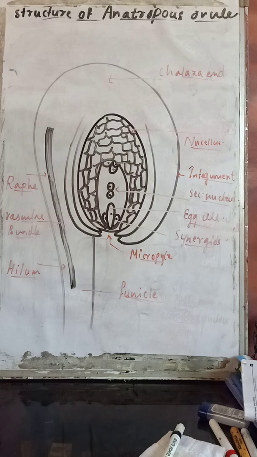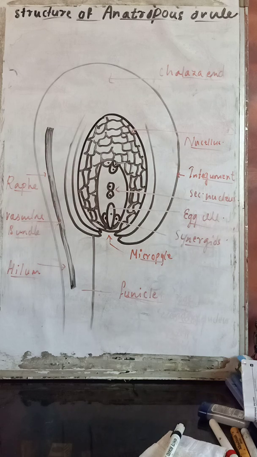Now, the anatropous ovule is an ovule which is generally present in an angiospermic plant. Angiospermic plants are highly flowering plants, right? So let's look at the structure of the anatropous ovule. But before that, what is an ovule? An ovule is an egg containing apparatus, which means it is a structure that generally contains an egg, which is a female gamete.